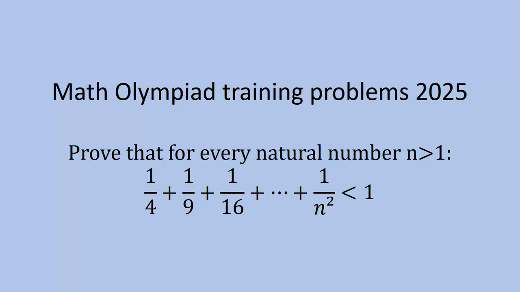The request of the problem is like this. Prove that for every natural number n greater than 1, we have that 1 divided by 4 plus 1 divided by 9 plus 1 divided by 16 up to 1 divided by n squared is smaller than 1. So, in other words, the sum of inverse of squares of natural numbers is smaller than 1.